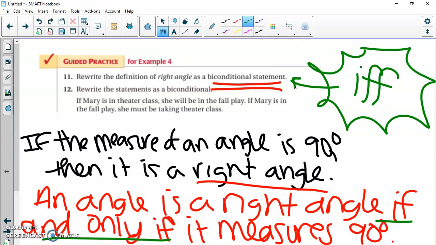Rewriting these 2 conditional statements. If Mary is in theater class, she will be in the fall play. And if Mary is in the fall play, she must be taking a theater class, as a biconditional statement.